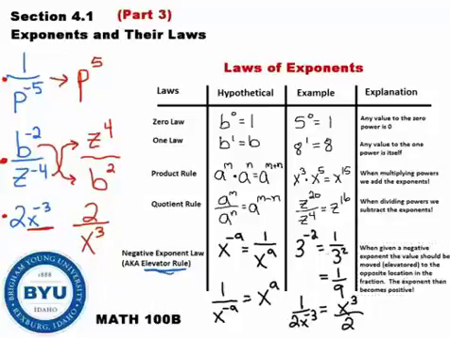So in summary, we can state that when given a negative exponent, the value and the entire power should be moved or elevated, if you want to say elevator, it's fun to say, to the opposite location in the fraction. The exponent then becomes positive. So when you move a power to an opposite location in the fraction, that changes its sign.